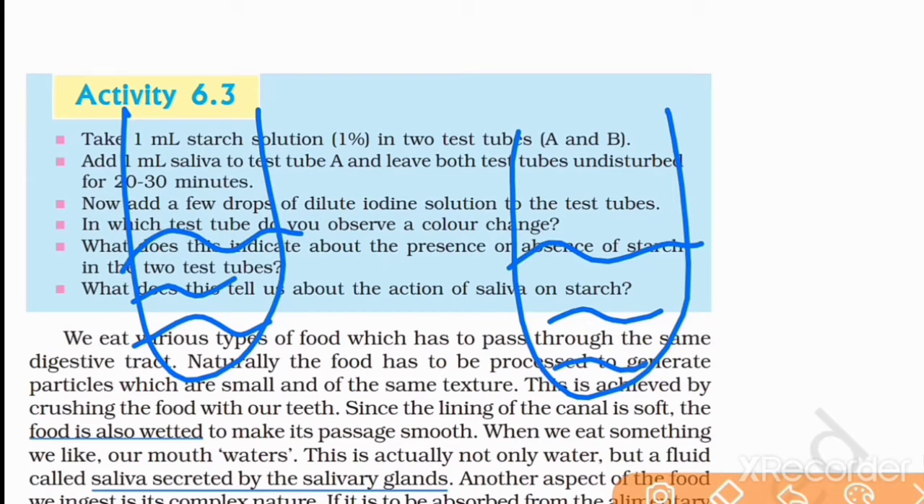It does not give the dark blue color because saliva contains salivary amylase. It digests the starch. Starch is a carbohydrate. Because of that, test tube A does not give a positive test, and it gives a complete positive test in test tube B.